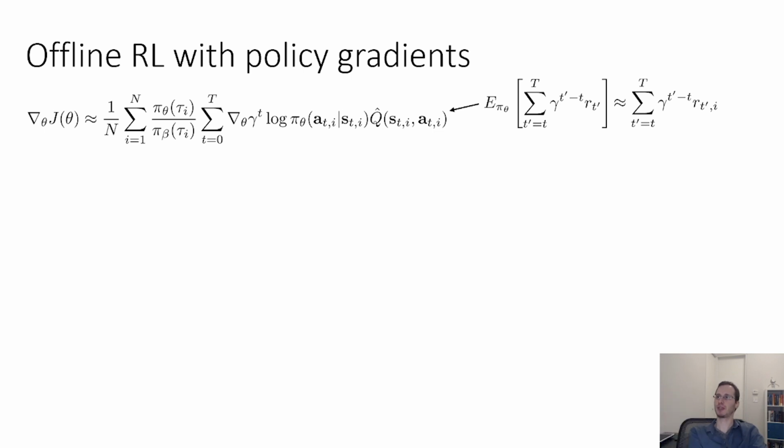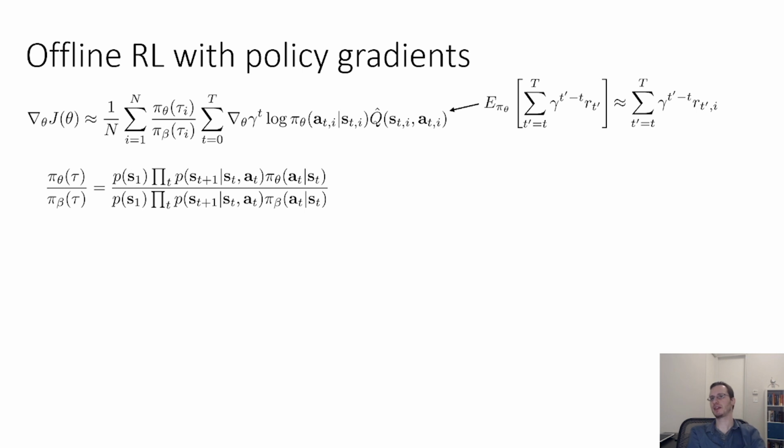And by the way, it's worth pointing out that q hat here is just a sum over future rewards for the policy pi beta in this case, so we'll come back to that later. But first, let's expand out our importance weights. If we substitute in the definition of the trajectory distributions, we see that the numerator has p of s1, a product over time of all the transition probabilities, times pi theta of at given st, and the denominator has the same thing, only pi beta in place of pi theta.